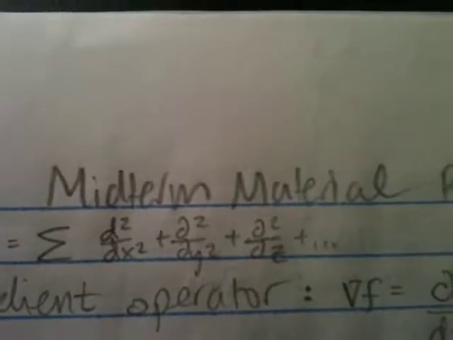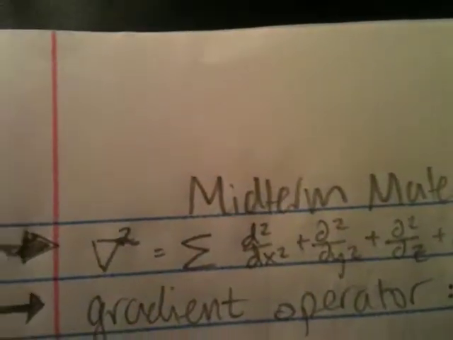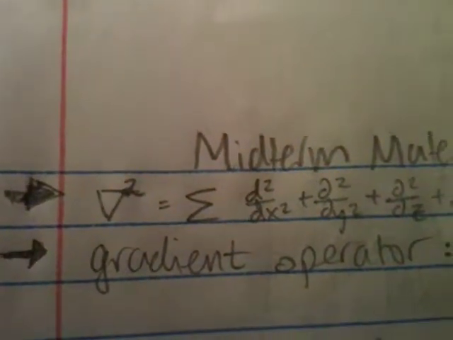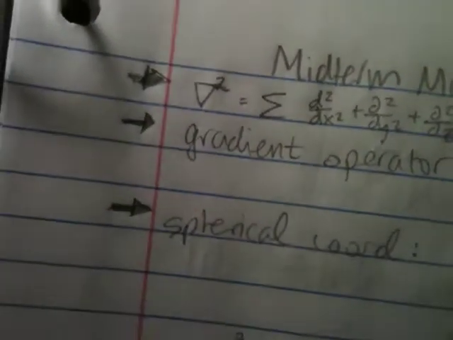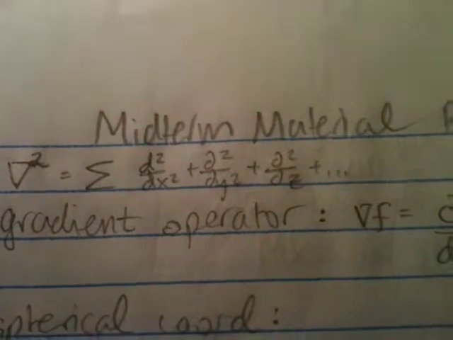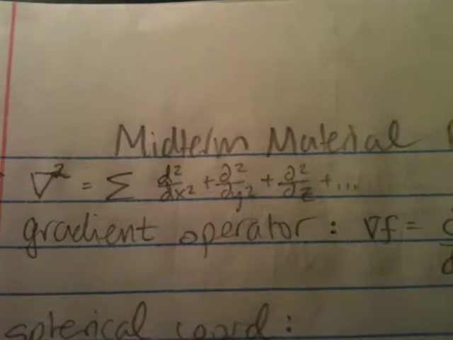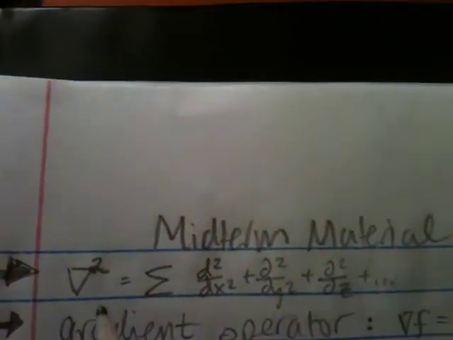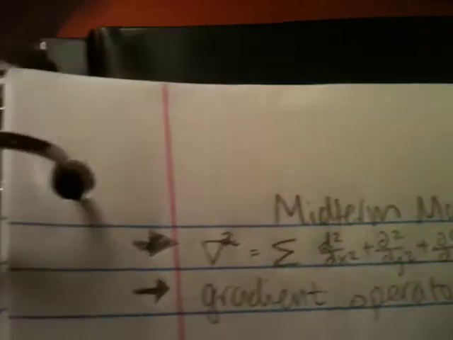Alright, now we're going to go over the midterm material. So, keeping everything in mind from the last couple videos, we have some new terms. Well, we already know them, but for the sake of argument, let's say they're new. What's this cool triangle looking thing? This is called the Laplacian operator.